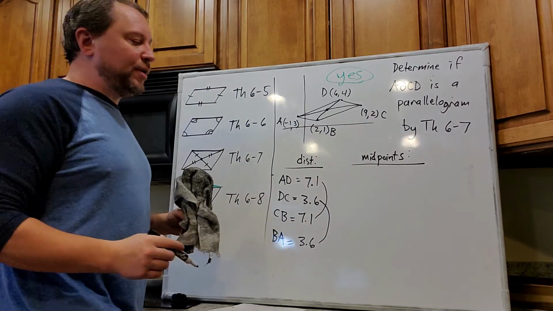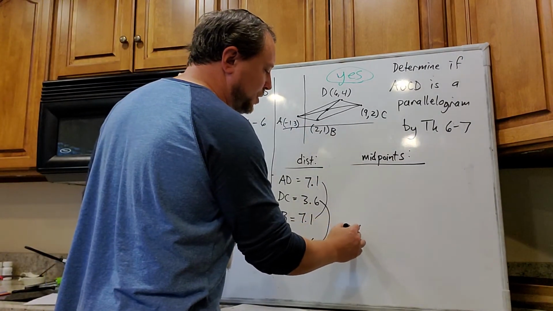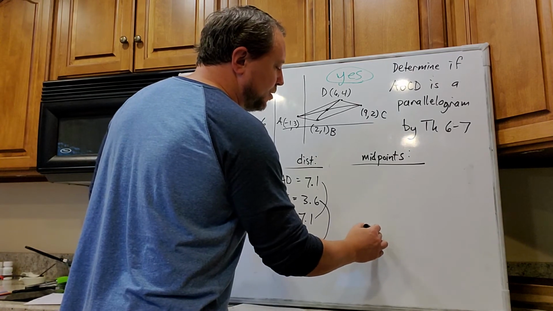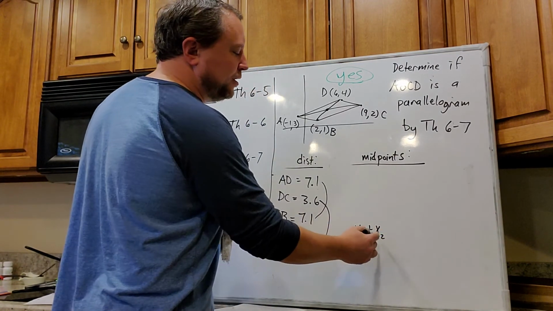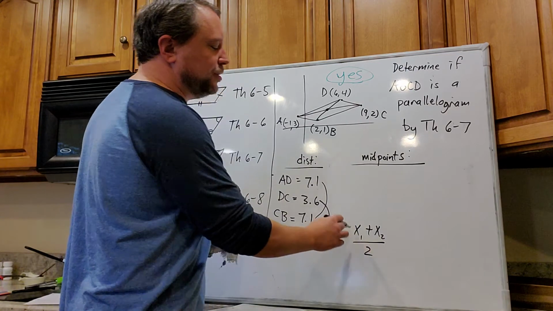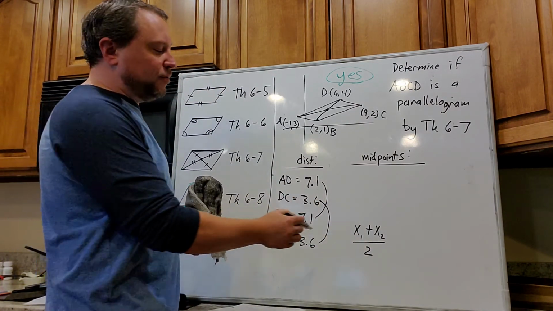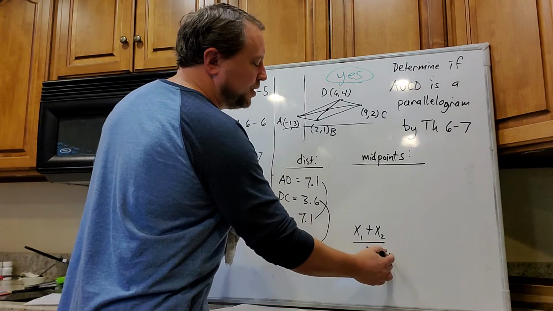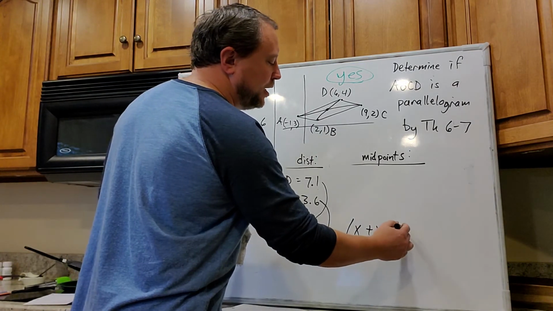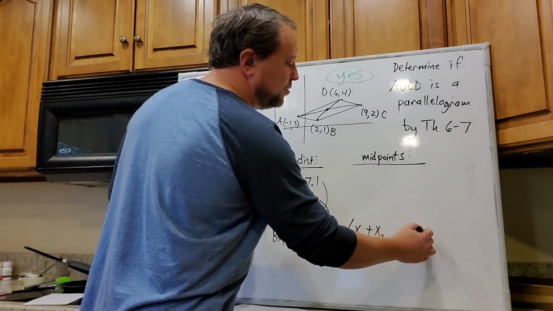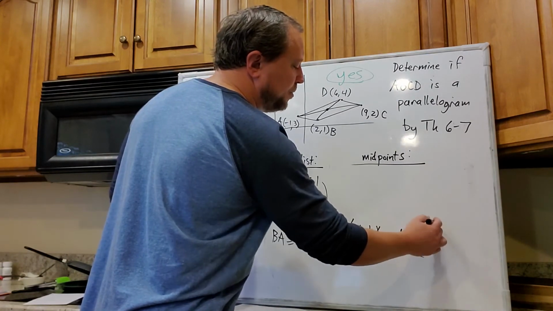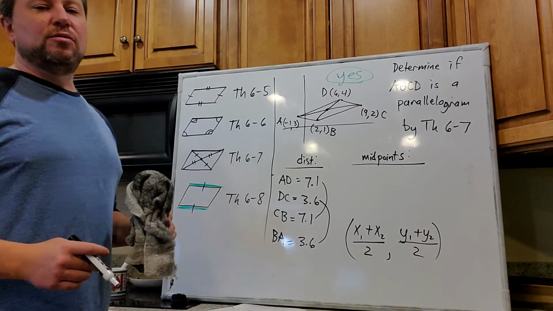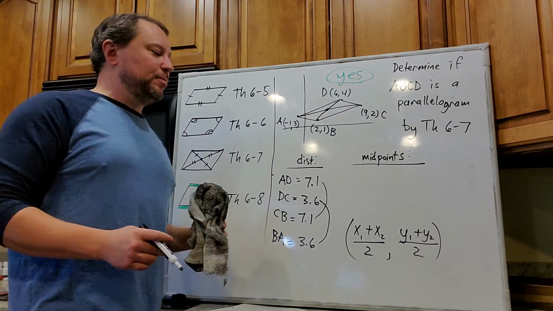Okay, if you forget how to find a midpoint, here's your formula. You take your two x values and you average them. When you find an average, that finds the middle, and that's what we're trying to find, a midpoint. So that would be your new x value. And then you do the same for the y values. You would add them and divide by 2, and that would be your new y value for the midpoint.